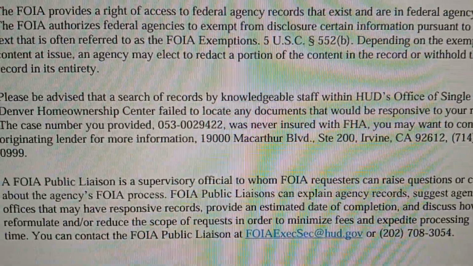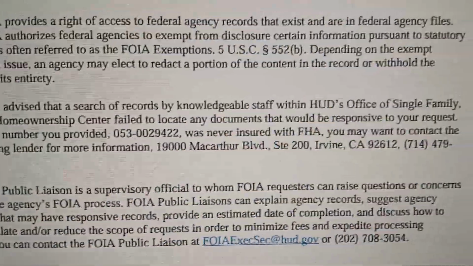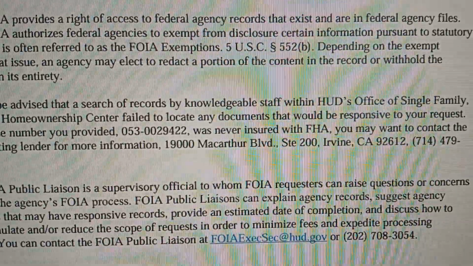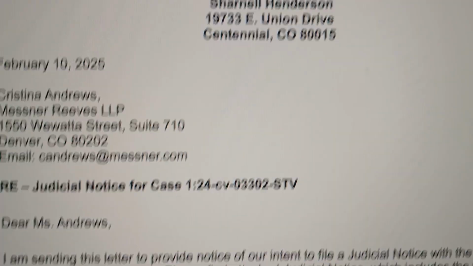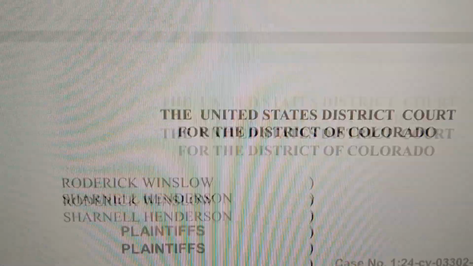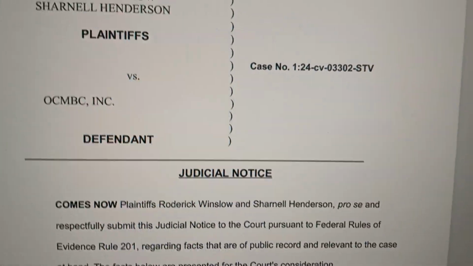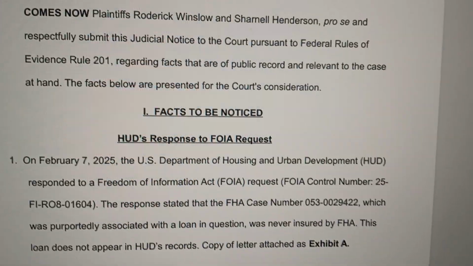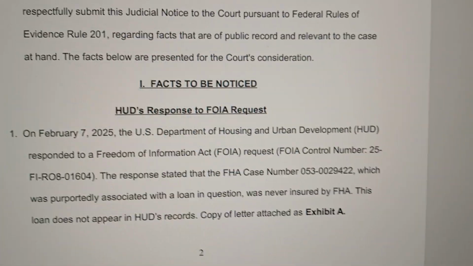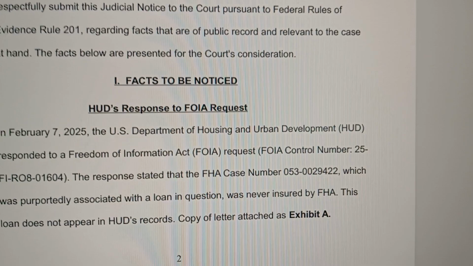Okay, well, the originating lender is who he's suing in court, and since he got this letter back from HUD stating that that number doesn't exist, he's going to file what's called a judicial notice. And let's look at the judicial notice real quick here. First, he did send a letter to the other side's attorneys telling them he's going to file this judicial notice. And then this is his judicial notice, basically stating the facts to be noticed.